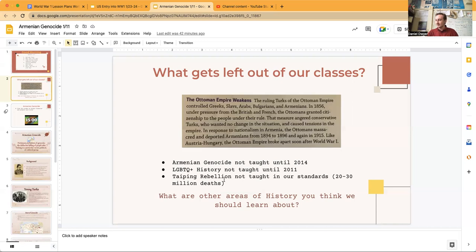And then what we talked about last unit, the Taiping Rebellion, is not in our standards, even though it has at minimum 20 million deaths and probably a lot higher.